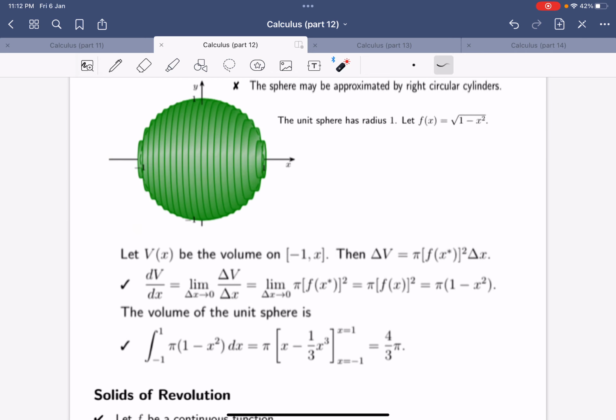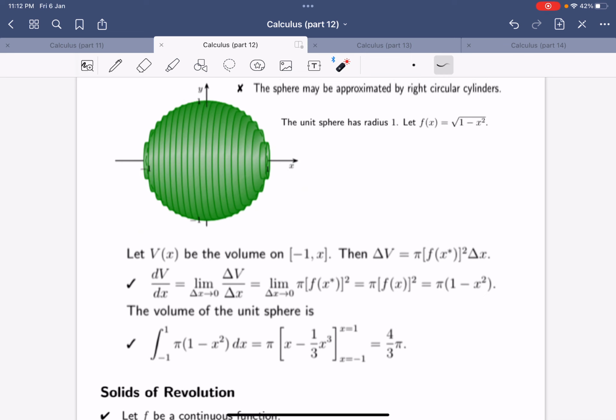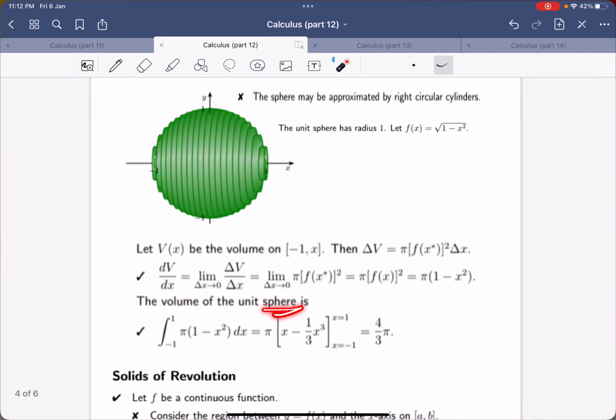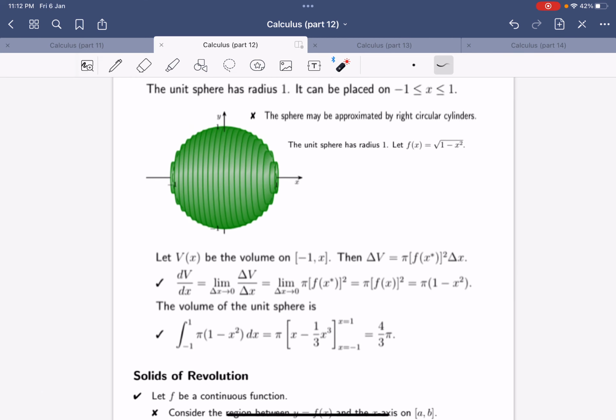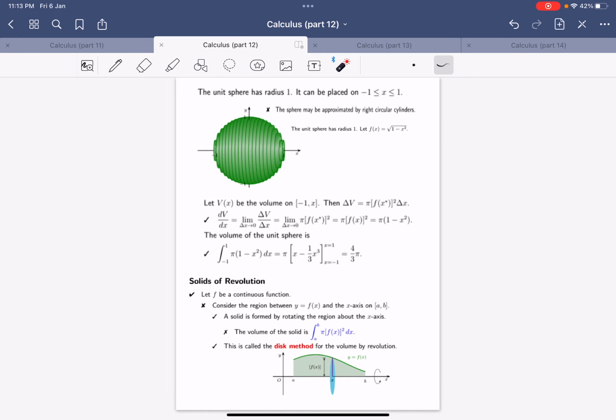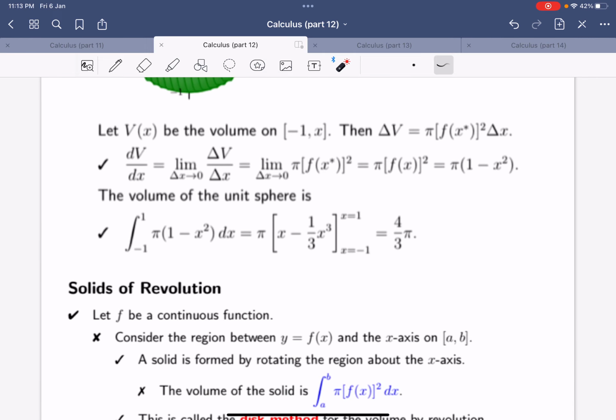And what it means is that for each cylinder, what is the volume? Well, it's pi r squared h at each point. And so you will be able to show that dV/dx is actually just pi times (1 minus x squared). And so the volume of the unit sphere is integrating this function from minus 1 to 1. And you get the same result as you have always known, 4/3 pi.